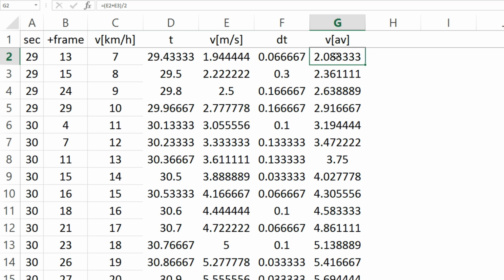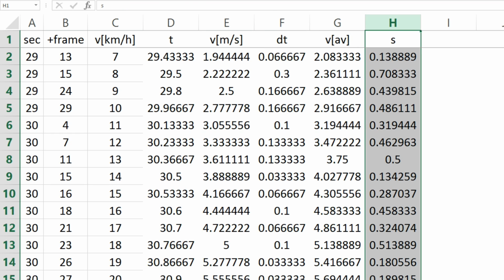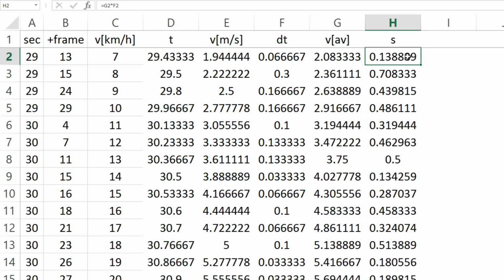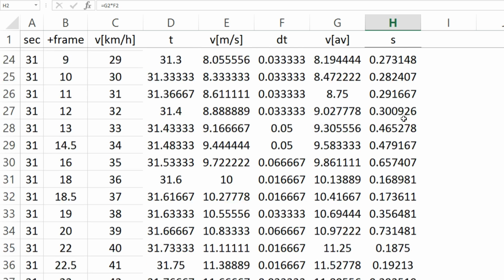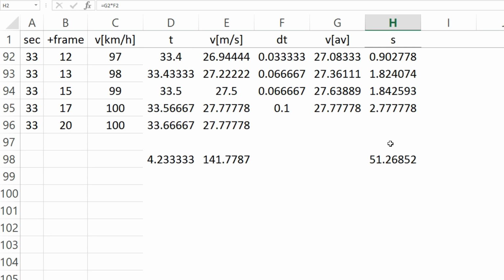If you would multiply these two, you got the actual distance. And when you take the sum of all these little distances all the way down, I calculated the sum, and that's about 51 meters, and that number I did implement in the original video.